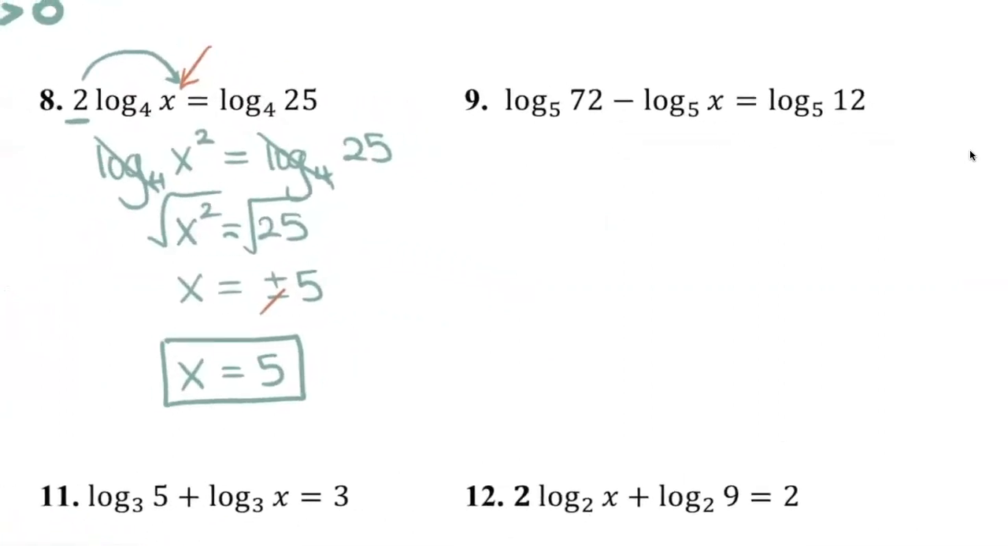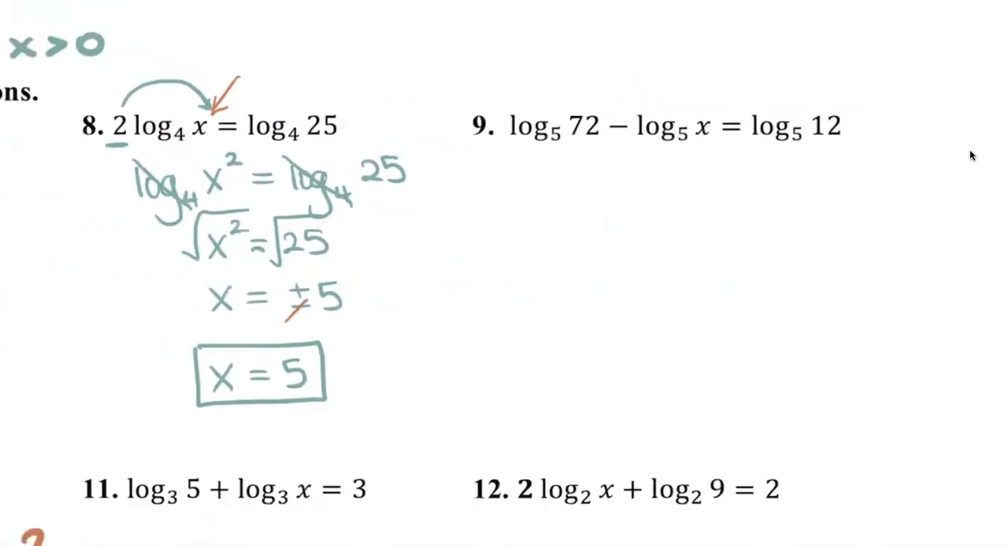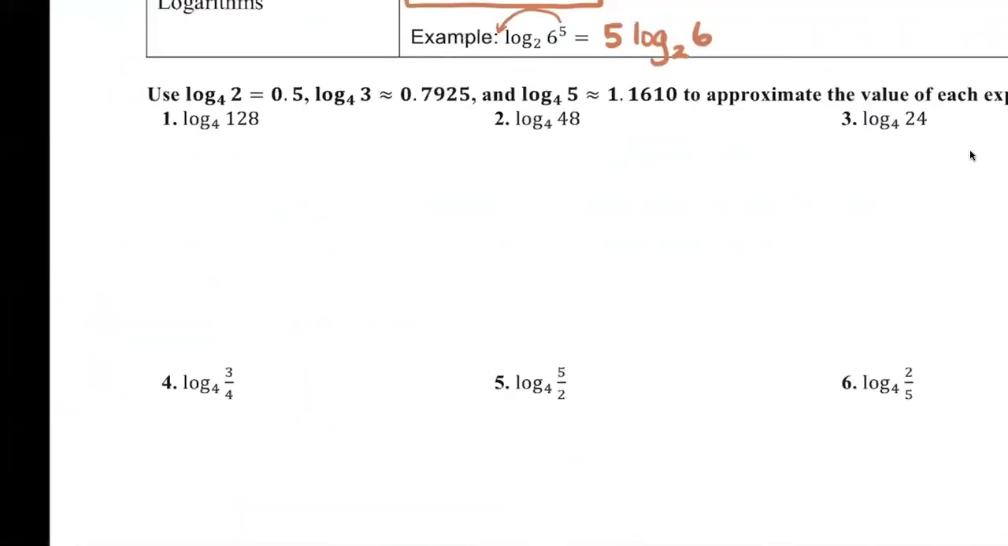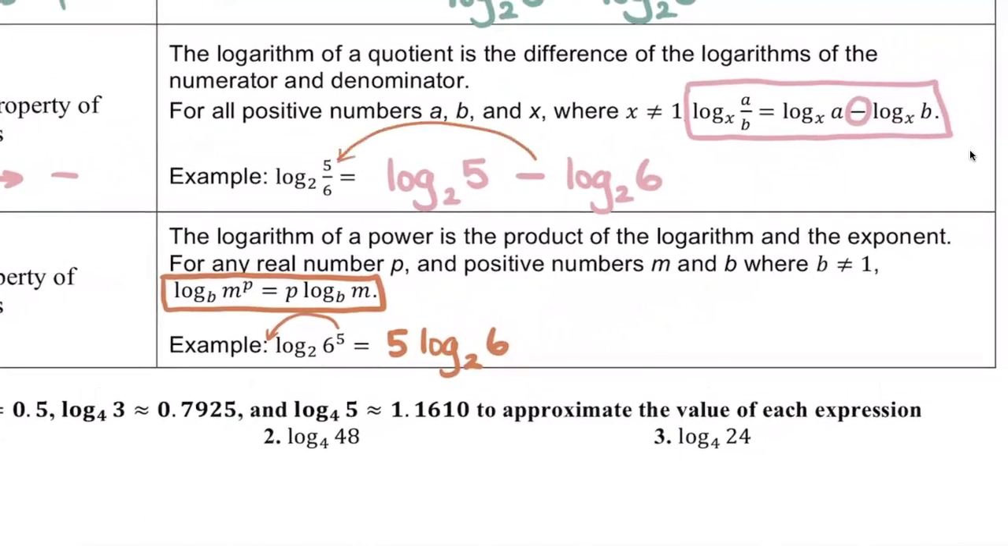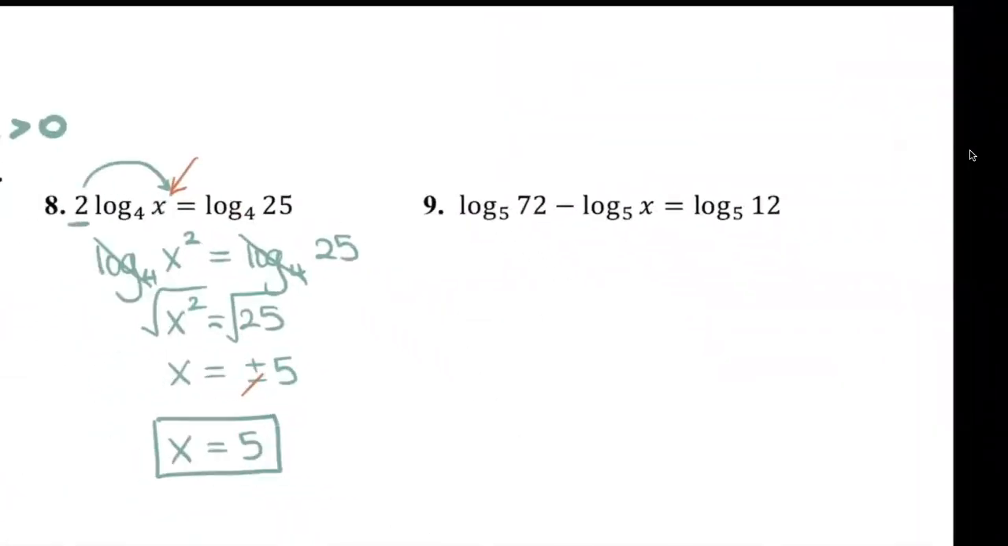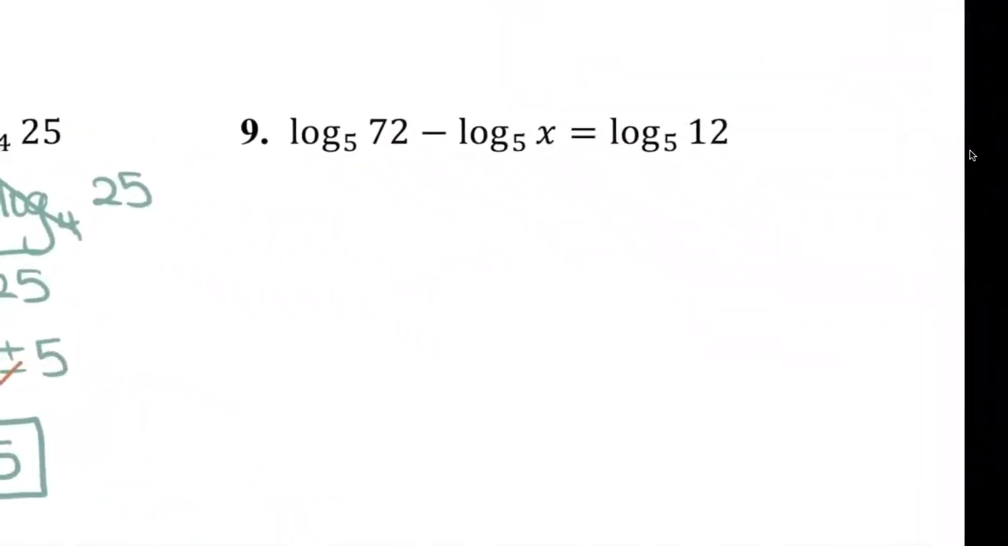Okay, continuing number 9. So number 9, I have subtraction happening. All right, so this is going back up to our second property. When we subtract, if we're going to combine it, we're going to divide the two arguments. So let's go ahead and combine that into one log and make that a division. So log base 5 of 72 over x will be the left-hand side.